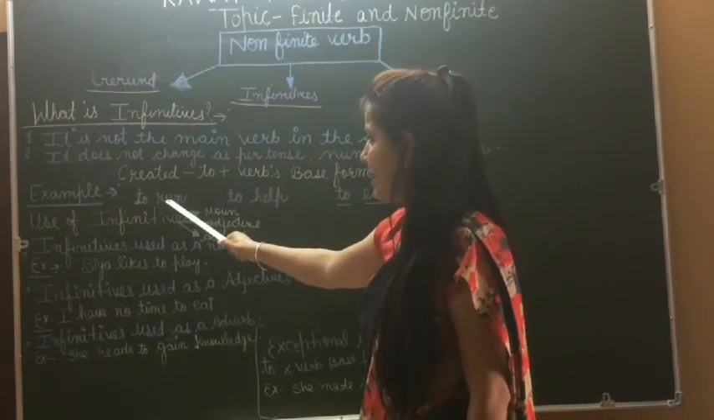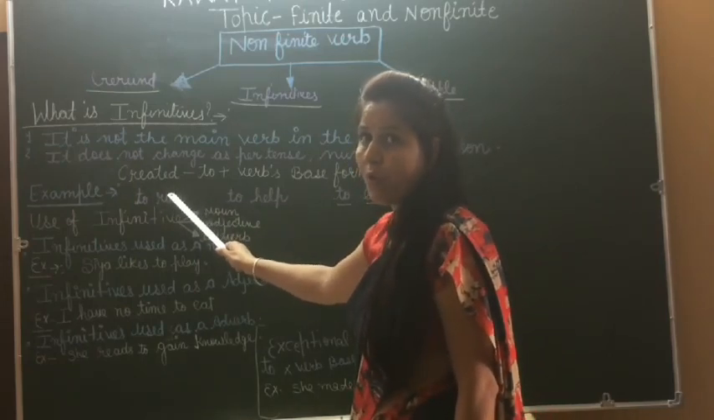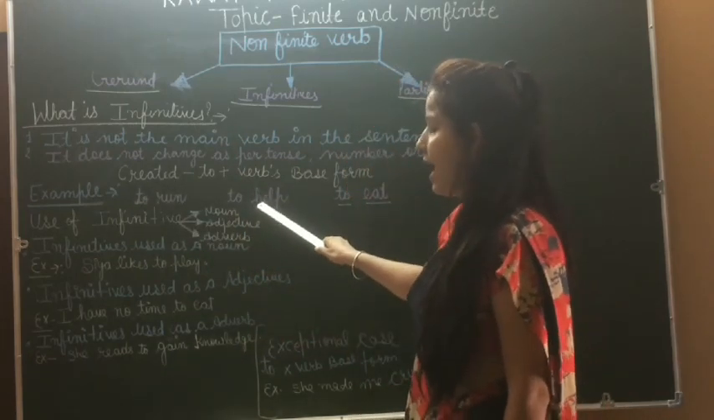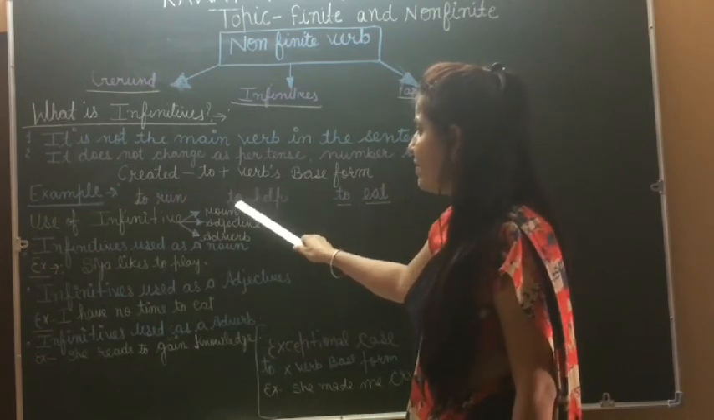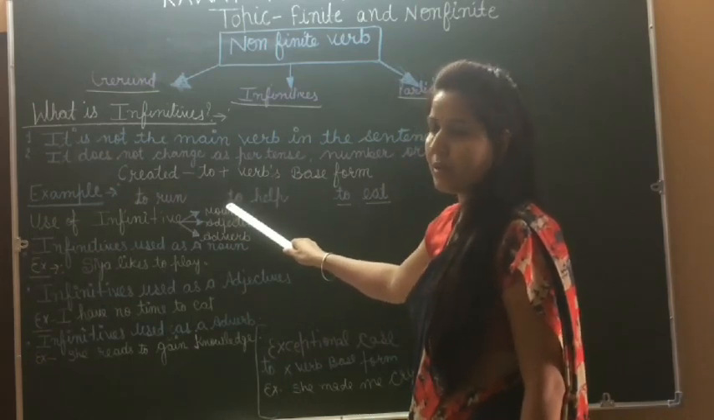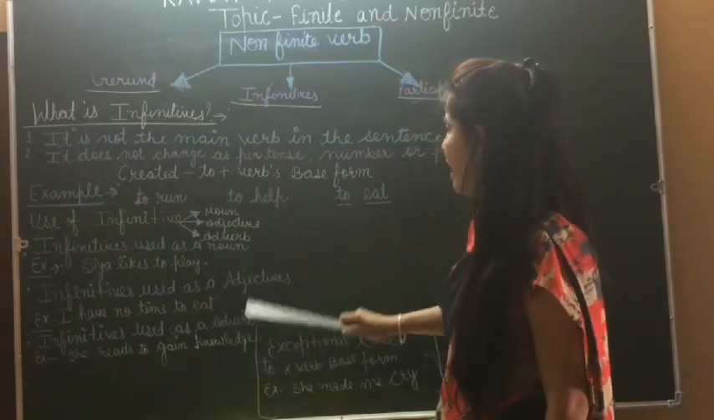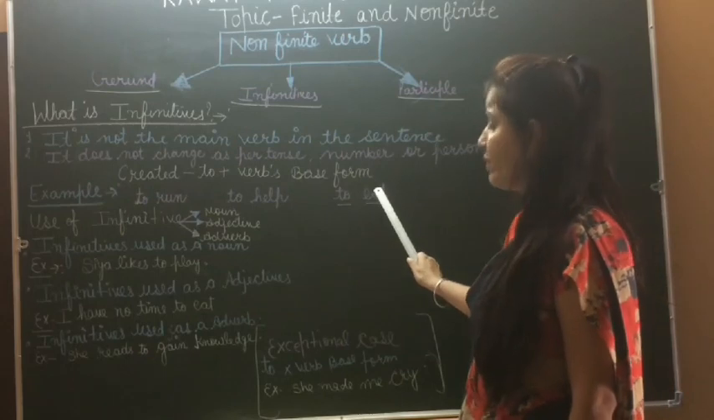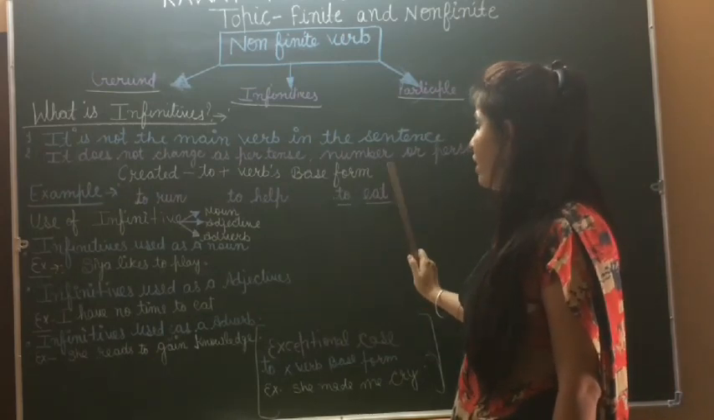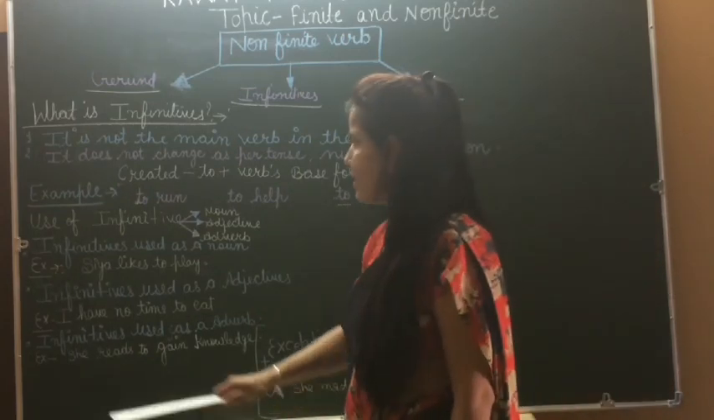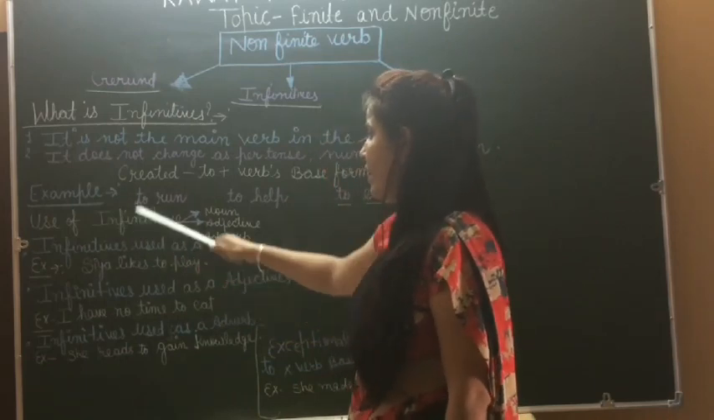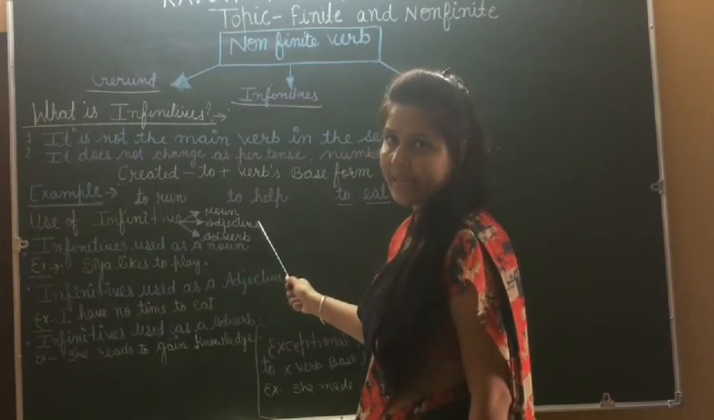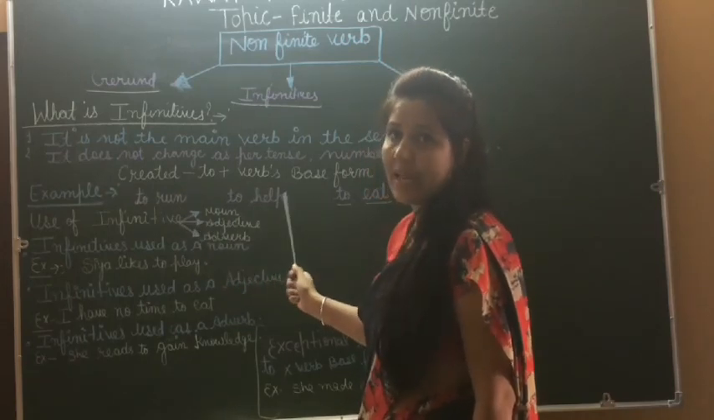If I write the verb run and before run I write to, it is an infinitive. And second, help. Help is a verb. If I write to before the verb help, it is also an infinitive. And here eat is a verb. If I write to before the verb, it is also an infinitive. Okay, now let's see the uses of infinitive. Infinitive is used as a noun, it is used as an adjective, and it is used as an adverb.